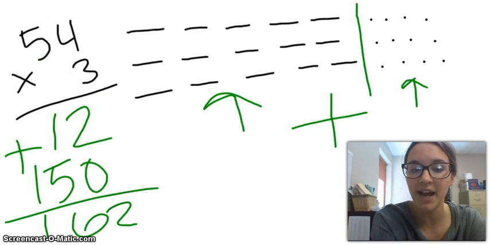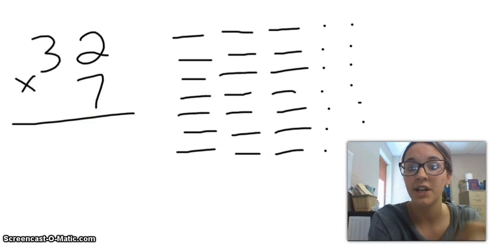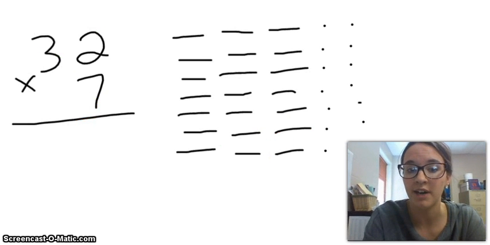So looking back at the partial products, I got the same answer, just through a different way. This way I use the algorithm. Let's look at another way we can use the algorithm. So here I have 32 times 7. I went ahead and drew the array again.